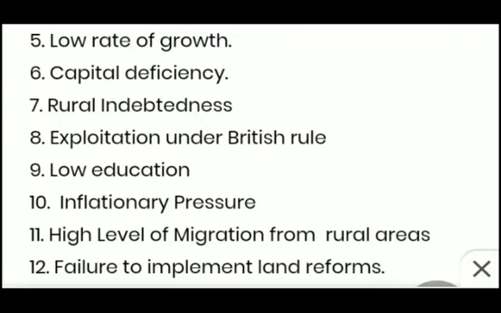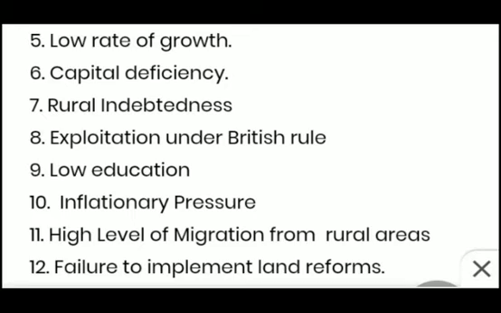Low education. The literacy level is low. People are uneducated, hence they find it difficult to secure jobs and hence have low income to fulfill their needs and requirements. Inflationary pressure: rising prices make it difficult for people to meet their requirements and necessities.